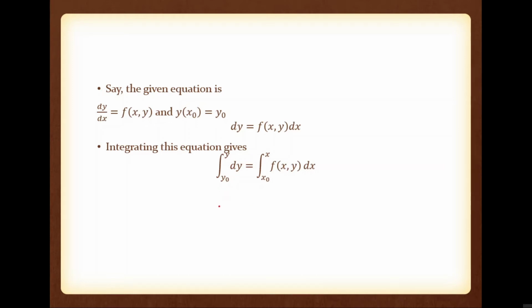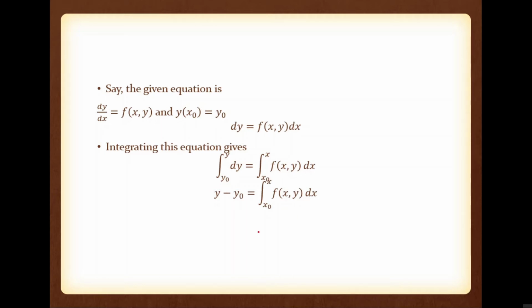Okay, so what is the integration of dy? Integration of dy is y from y0 to y. So what is the final value? y minus y0, right? So this integration is y minus y0, that is equal to the integration from x0 to x of f of x comma y dx. Please note, we can't solve this one for the time being because f of x comma y is also a function of x. So the left hand side we can solve. We can write it as y minus y0 equal to the integration of f of x comma y dx from x0 to x.